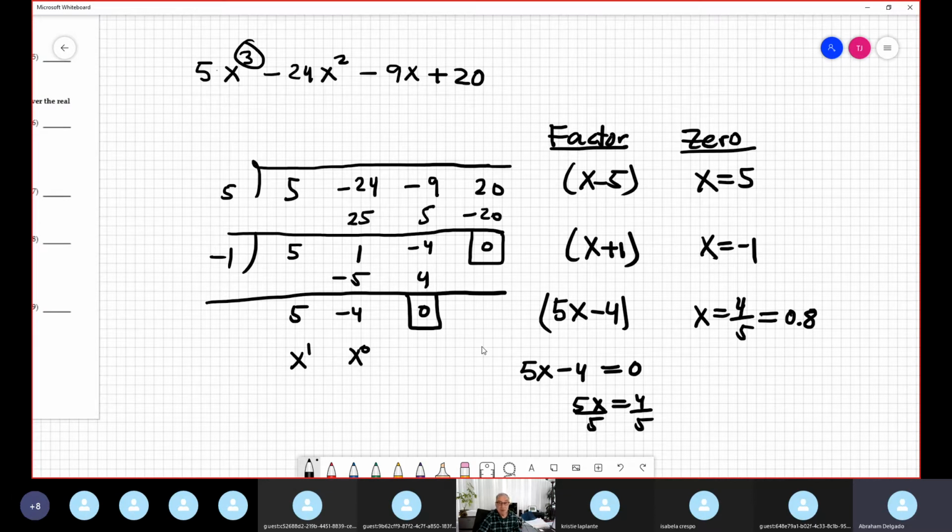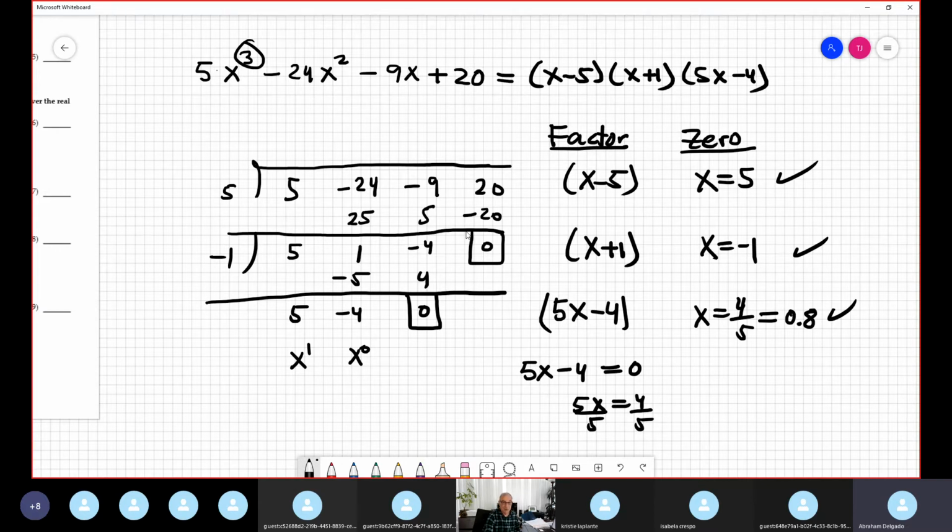Now the factorization of this polynomial is x minus 5, it doesn't matter the order, x plus 1, and 5x minus 4. And the zeros are this and that.